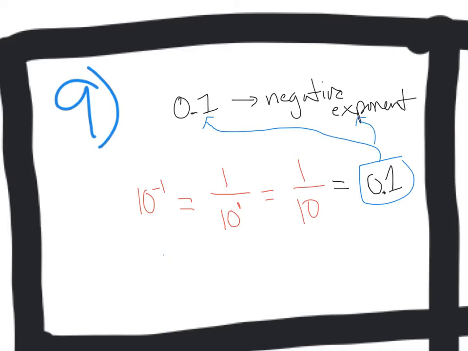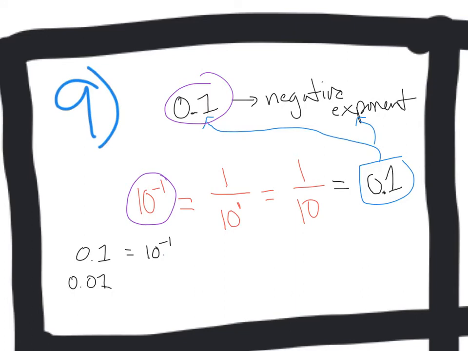So these two, I'll circle these in purple. These two things, 0.1 and 10 to the negative 1, are actually identical. They're the same. Okay, so for this problem, we've got 0.1, and we already know that's going to be equal to 10 to the negative 1.